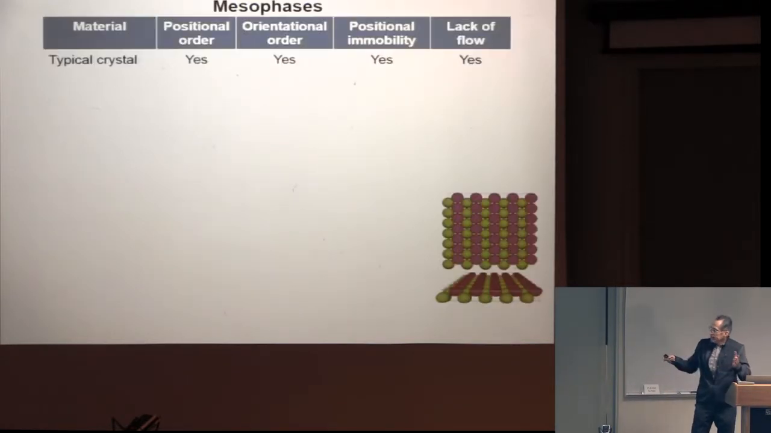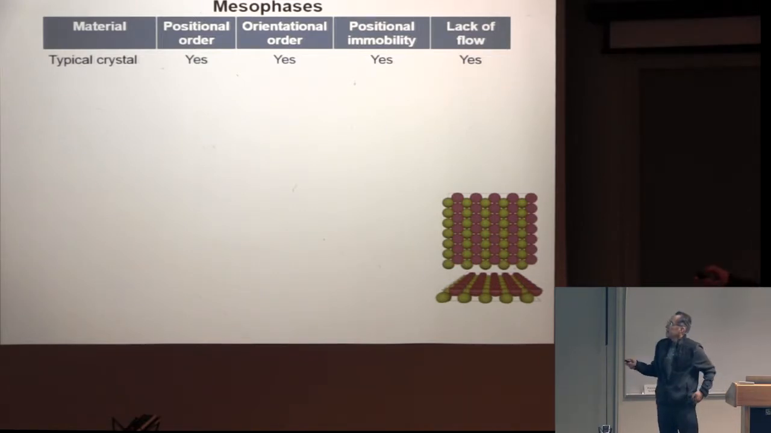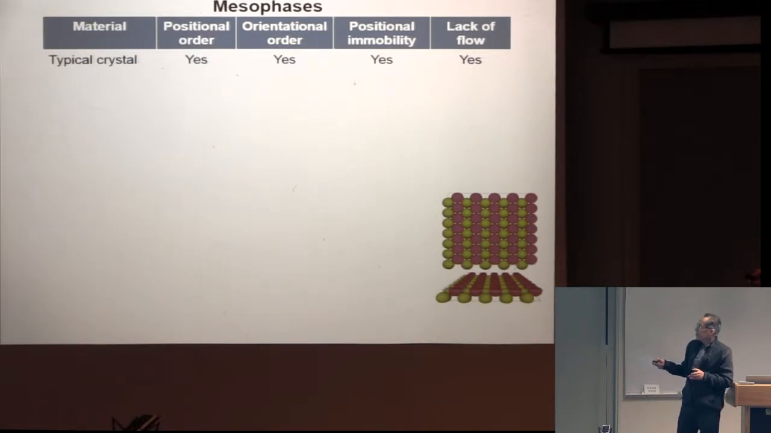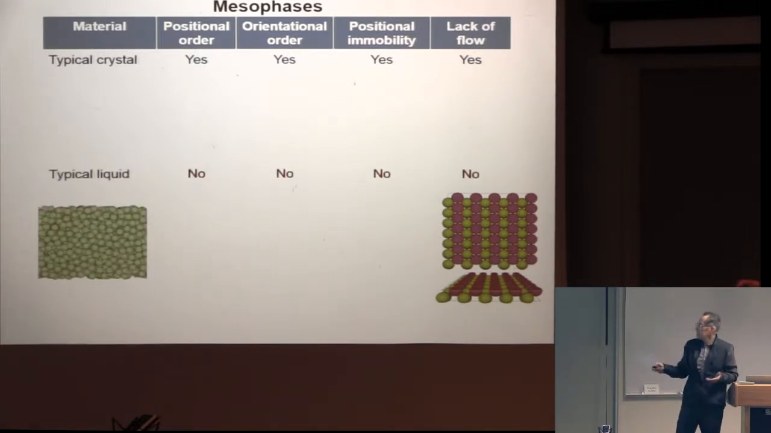To illustrate what we mean by that, they are just phases with intermediate order. For contrast, if you look at a typical crystal, like something like this, then you can argue that it will have complete positional and orientational order, positional immobility, and absence of flow. While in a typical liquid, you will have basically the opposite on all these criteria, like this.